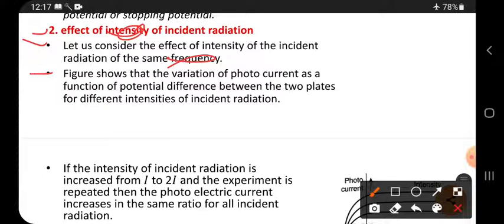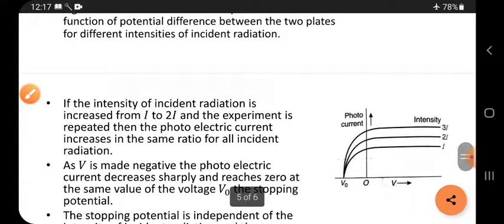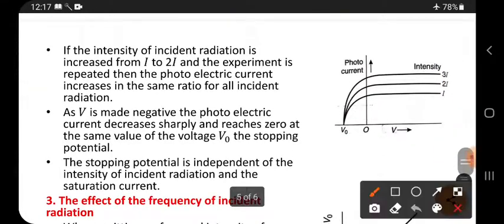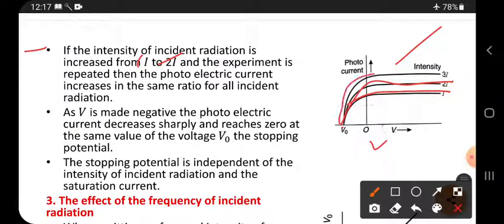The figure shows the variation of photocurrent as a function of potential difference between the two plates for different intensities of incident radiations. See here, it is at different intensities of incident radiations. The graph is given. If the intensity of incident radiation is increased from I2 to I, making it double at the beginning, the graph comes like this. Again, if we double the intensity, you may get another graph like this. And again, if we increase the intensity, you get this graph.